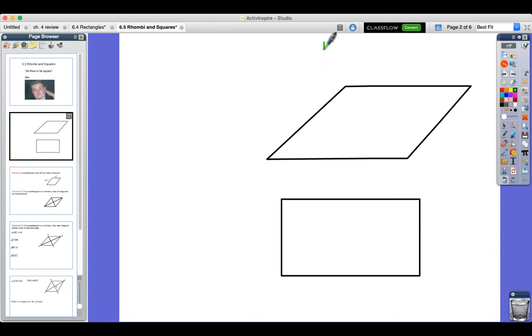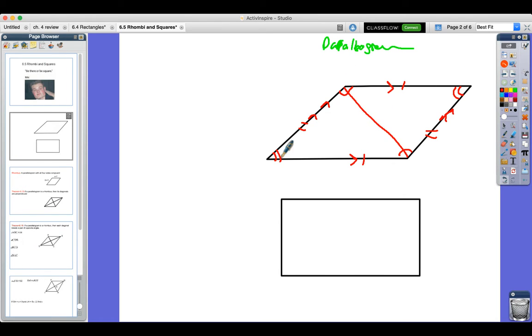So, parallelograms. What was true about parallelograms? What was true about that stuff? Remember, opposite sides are parallel and congruent. Good. The arrows mean parallel, showing which sides are parallel to each other. Lines mean congruent. Opposite angles are congruent. Good.